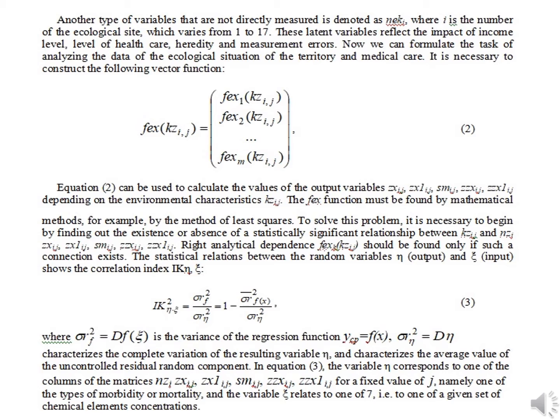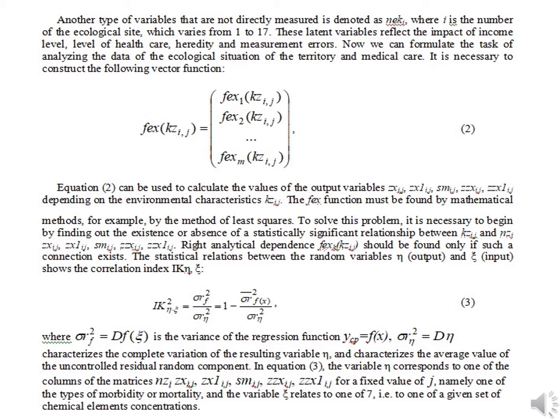Equation 2 can be used to calculate the values of the output variables depending on the environmental characteristics. The function must be found by mathematical methods, for example by the method of least squares. To solve this problem, it is necessary to begin by finding out the existence or absence of a statistically significant relationship between variables. The analytical dependence should be found only if such a connection exists.